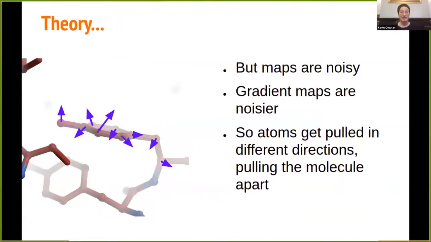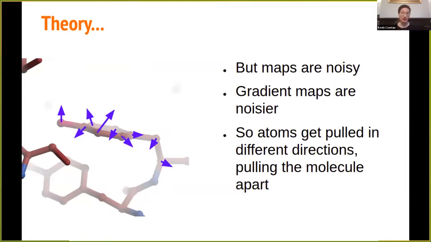So there are challenges here. Maps are noisy, gradient maps are noisier. And so as a result, if we say does the gradient map agree with the difference map? We can calculate that for each point where an atom is, and we'll get arrows going all over the place because of the noise in the gradient map and indeed in the difference map.